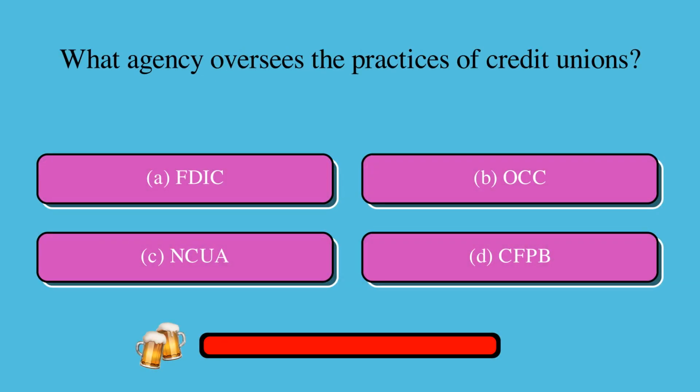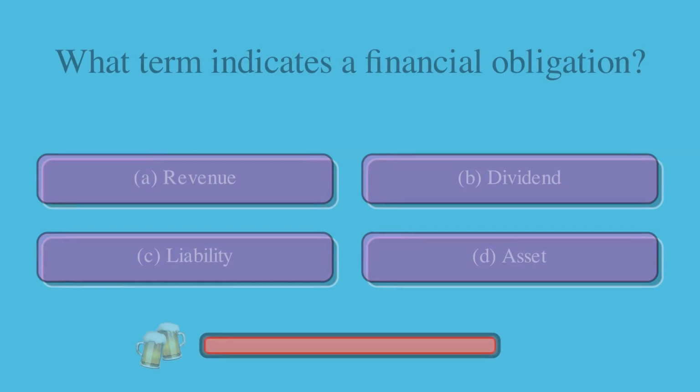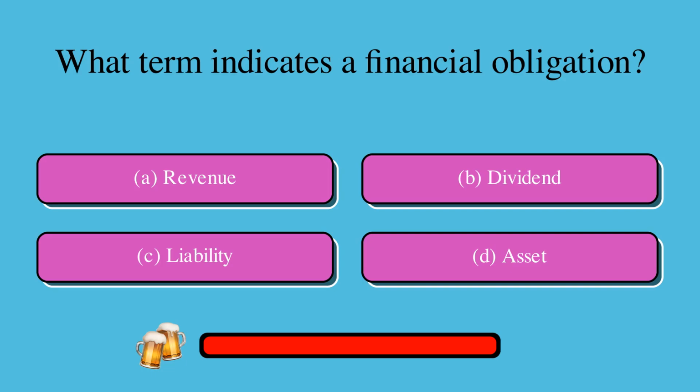What agency oversees the practices of credit unions? Is it A, FDIC, B, OCC, C, NCUA, or D, CFPB? The correct answer is C. What term indicates a financial obligation? Is it A, revenue, B, dividend, C, liability, or D, asset? The correct answer is C, liability.